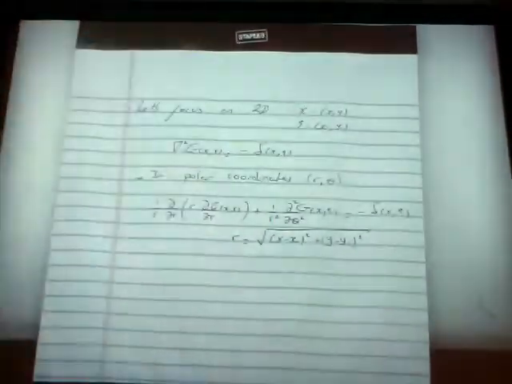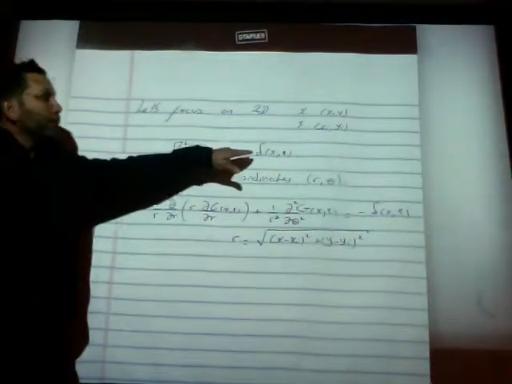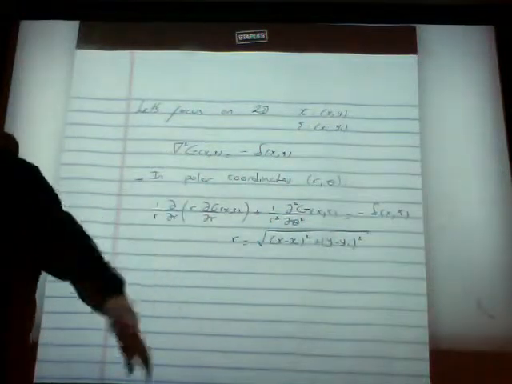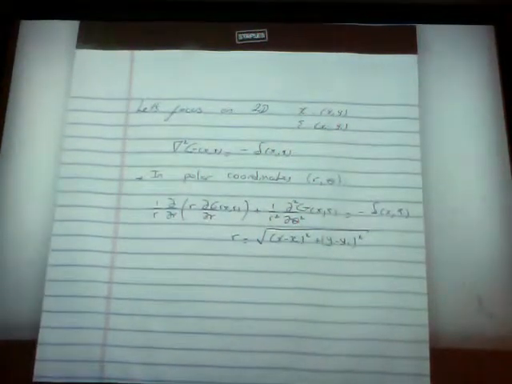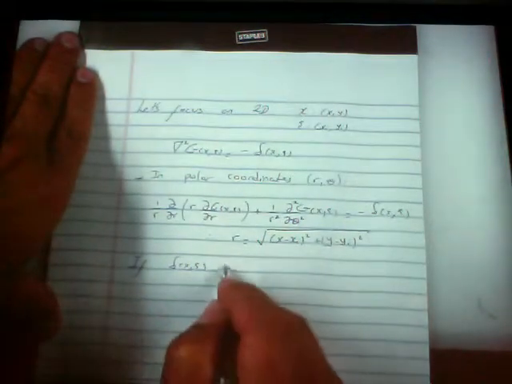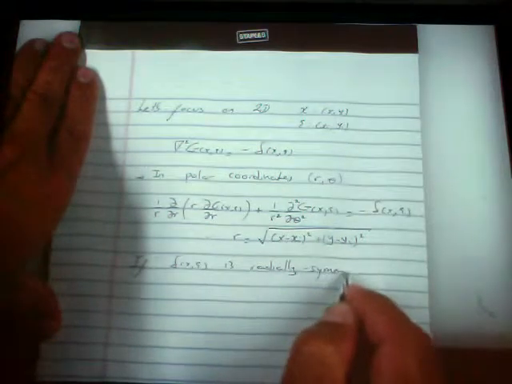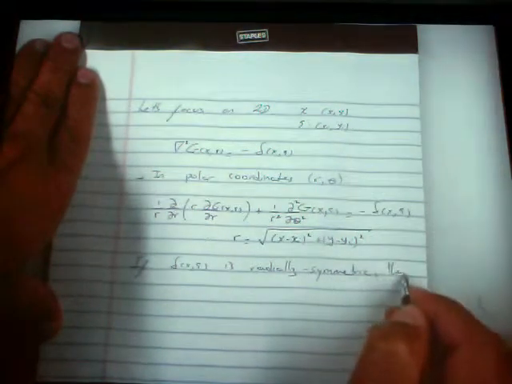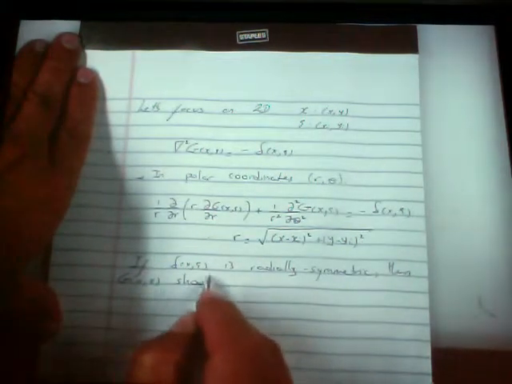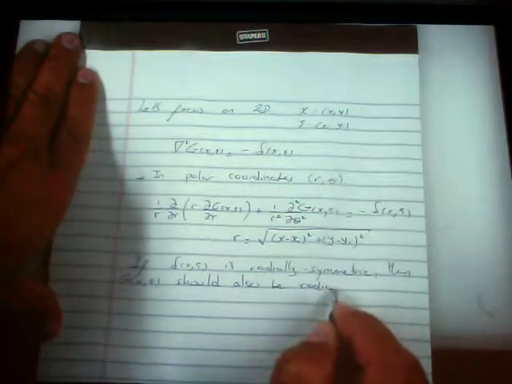Right? Now we know that if the impulse is radially symmetric, we expect the function to also be radially symmetric. Right? So if delta of x and psi is radially symmetric, then g of x and psi should also, or must also, be radially symmetric.